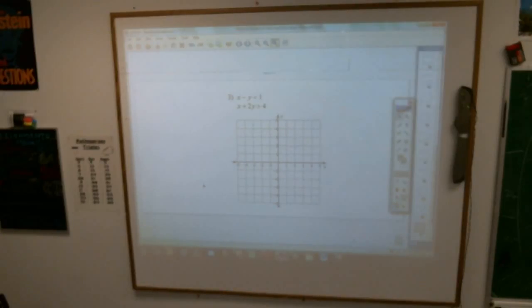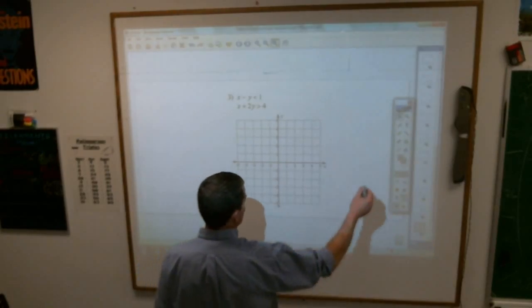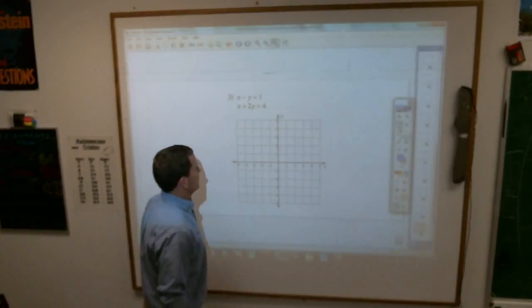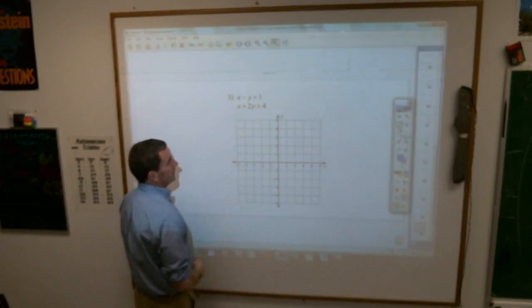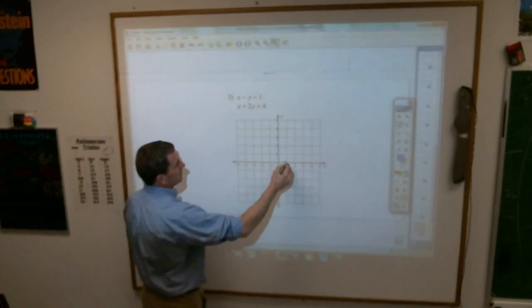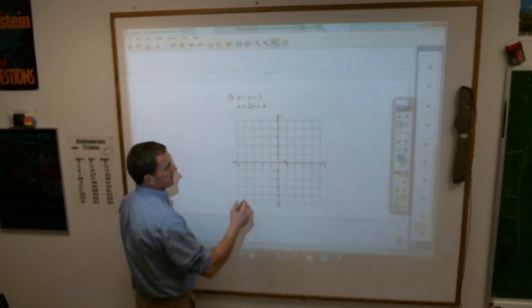Well, I don't know, so I can't tell you if you're right or wrong. I mean, you could be right, and you could be wrong. See if you get the same thing here. Top one, x-intercept is 1. Y-intercept is -1.